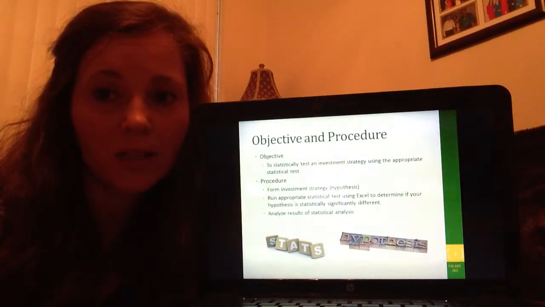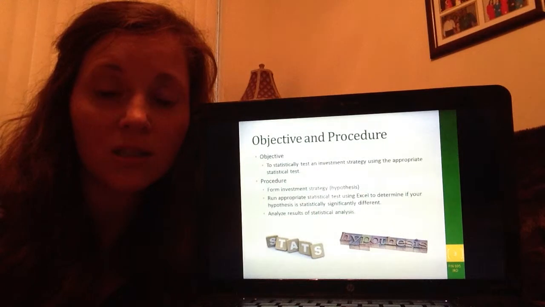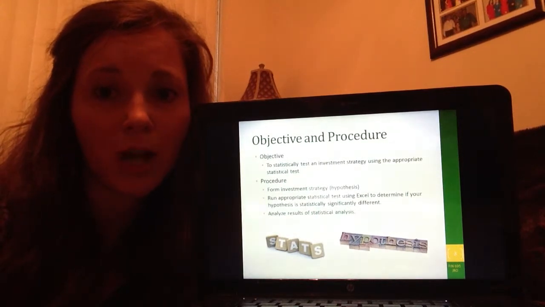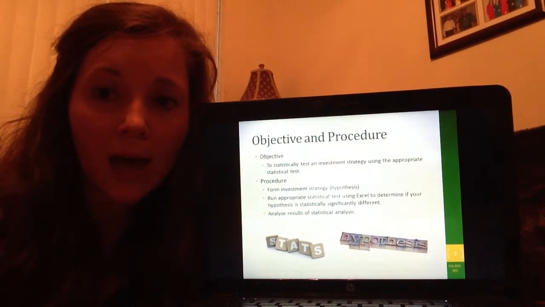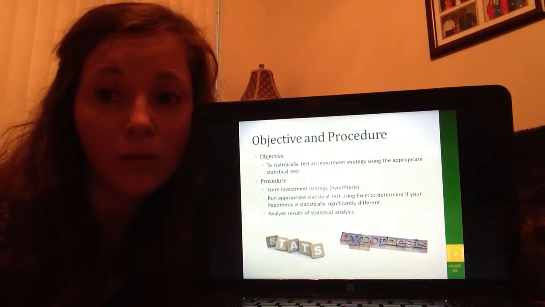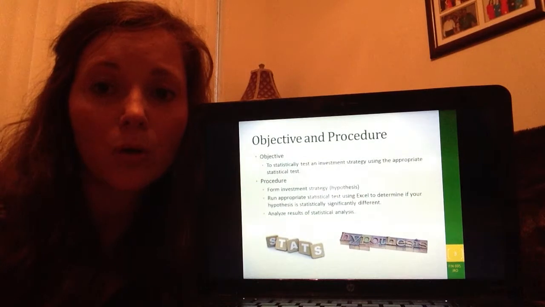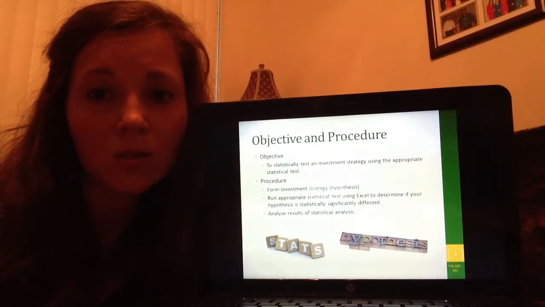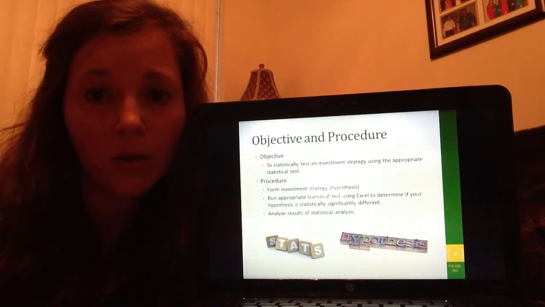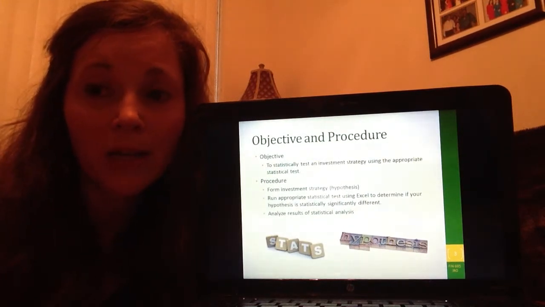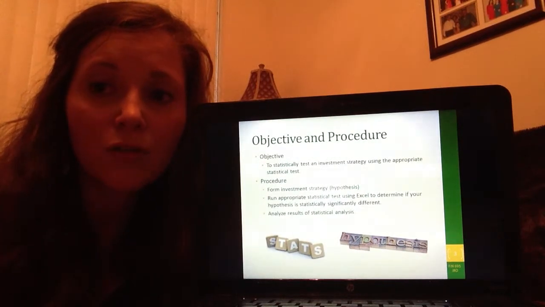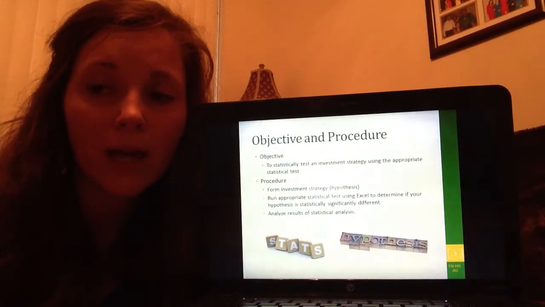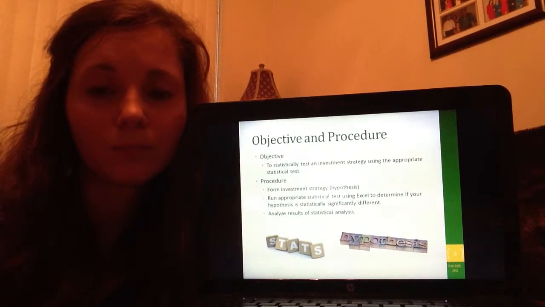So our objective for this assignment was to statistically test an investment strategy using the appropriate statistical tests. To do that, first we had to form an investment strategy, which is known as our hypothesis. Then we ran the appropriate statistical tests using Microsoft Excel to determine if our data set is statistically significantly different. And after we ran the statistical test, of course, we analyzed the results.